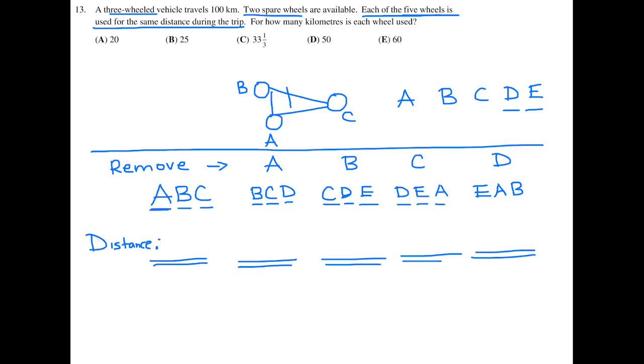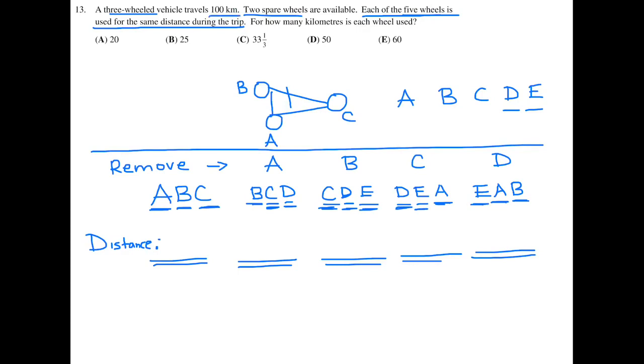Well, A has gone once, twice, 3 times. B once, twice, 3 times. C once, twice, 3 times. D once, twice, 3 times. And E once, twice, 3 times. So it looks like each of them has traveled the same distance.